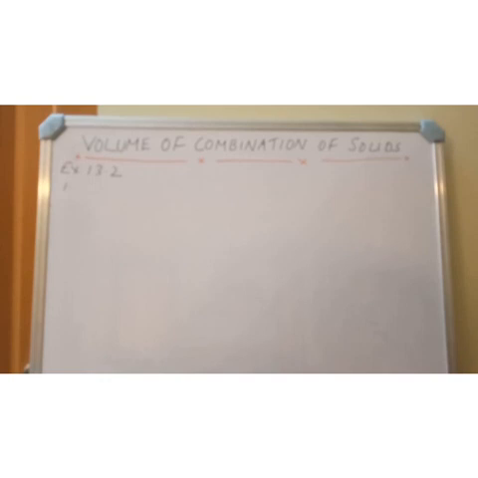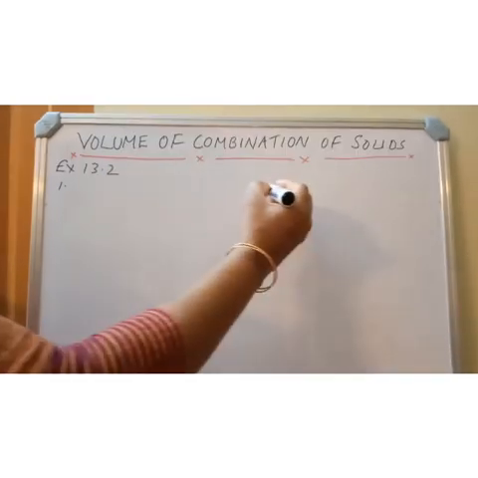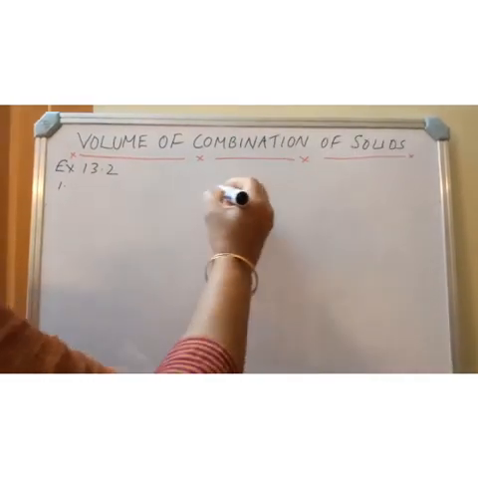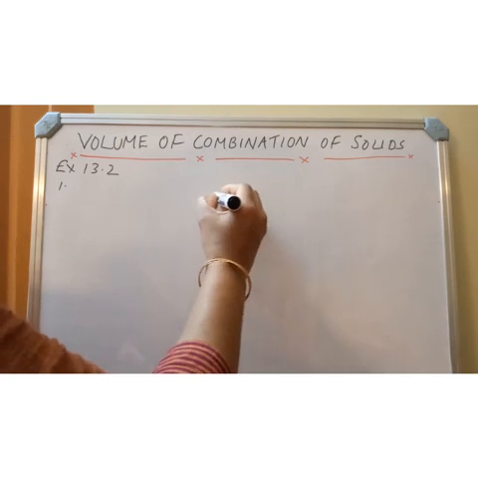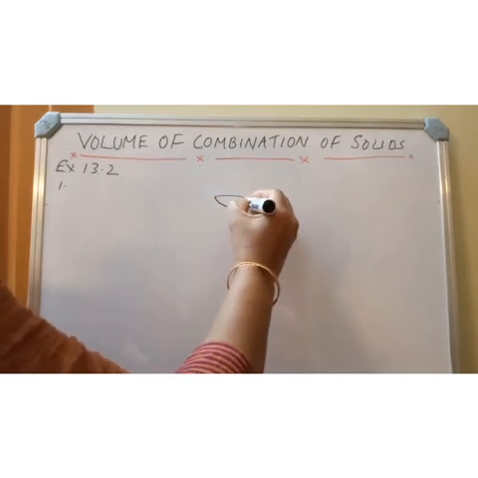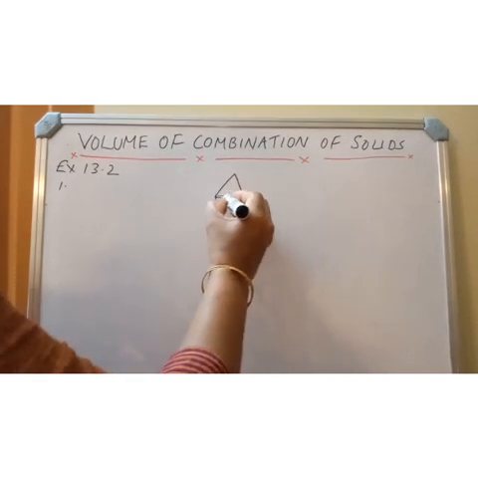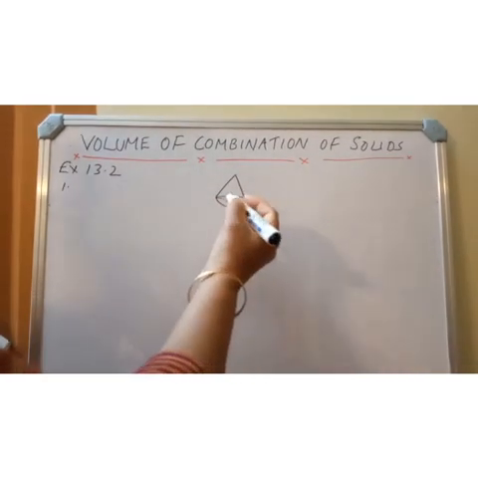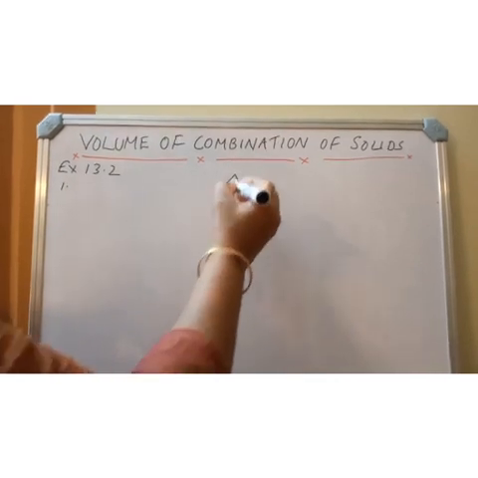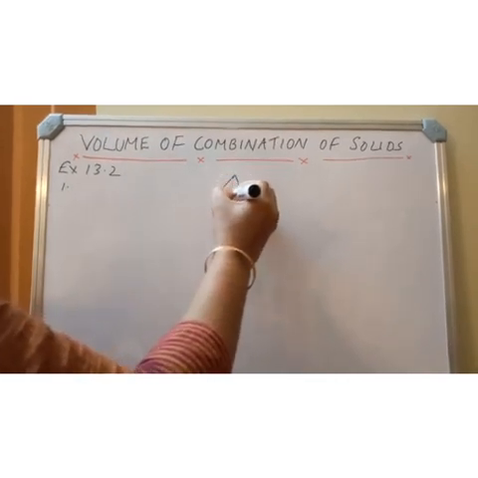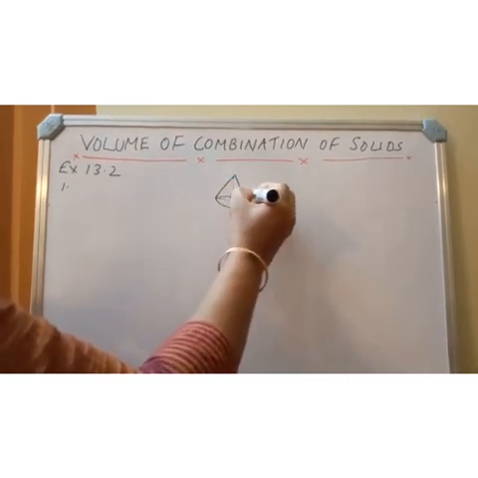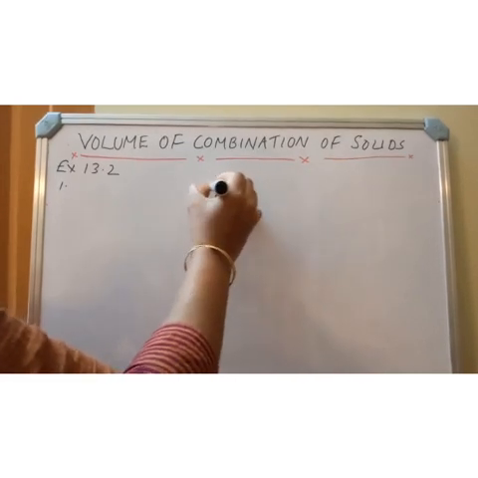So they are given that a solid is in the shape of a cone standing on a hemisphere. So first we will have a hemisphere. A cone is standing on a hemisphere. So this is the shape actually we will have. Then this is the height and this will be the radius. Okay. This is the height.